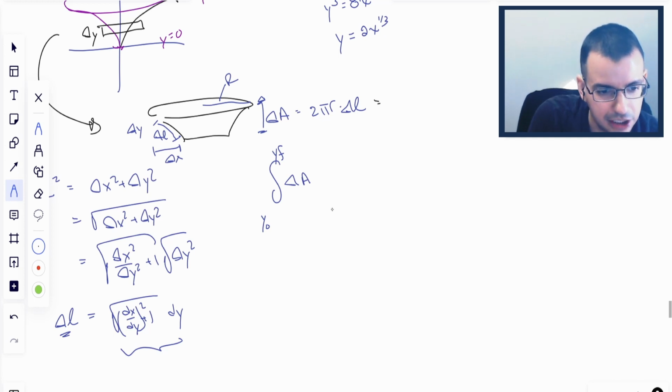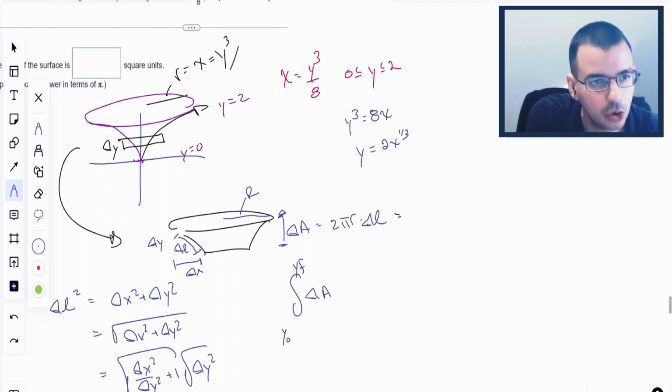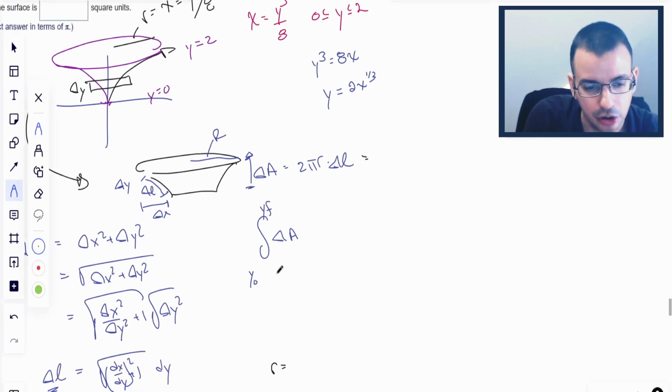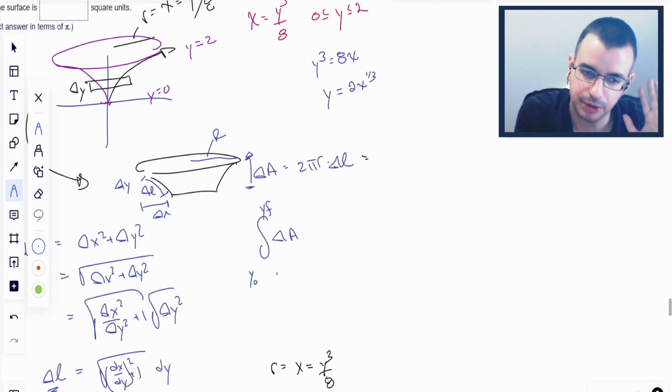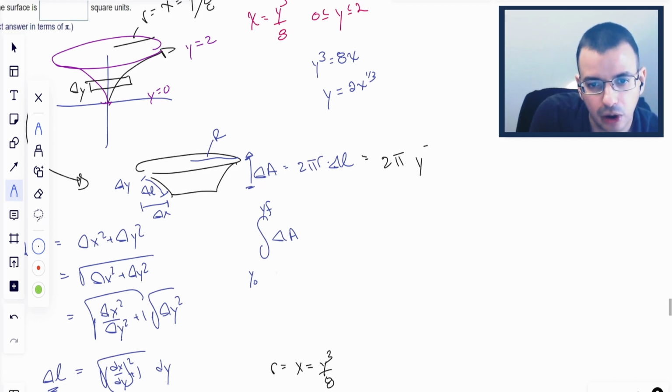And I'm also going to say over here, r is going to be this distance right here, which when we look up here, we can tell that this r is equal to x, which we know is y cubed over 8. So r equals x, which equals y cubed over 8. Plugging this in up here, I know, not very linear in my thought process. I should be cleaner in this. Okay, 2 pi r, which is the same as x, which is the same as y cubed over 8, is going to be 2 pi times y cubed over 8 times the square root.